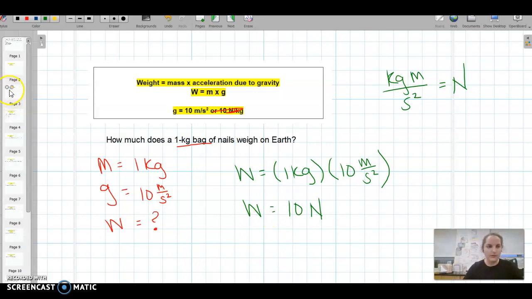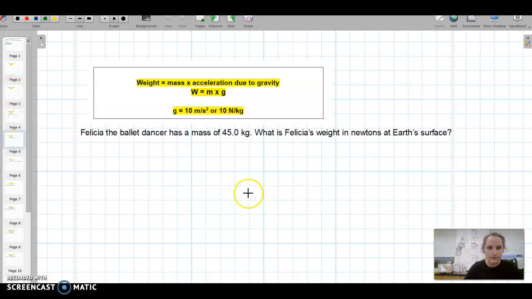All right, sweet. Let's jump to the next one here. Felicia, the ballet dancer, has a mass of 45 kilograms. What is Felicia's weight in newtons at Earth's surface? Again, what are we given in this problem? It is the mass. So we start by writing down the mass: mass is equal to 45 kilograms.